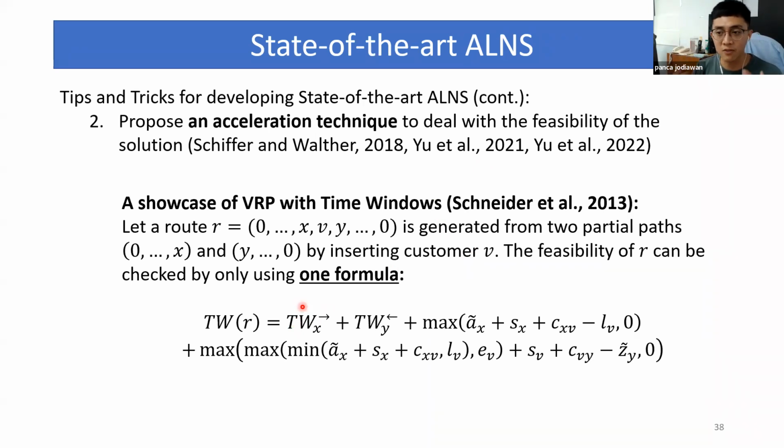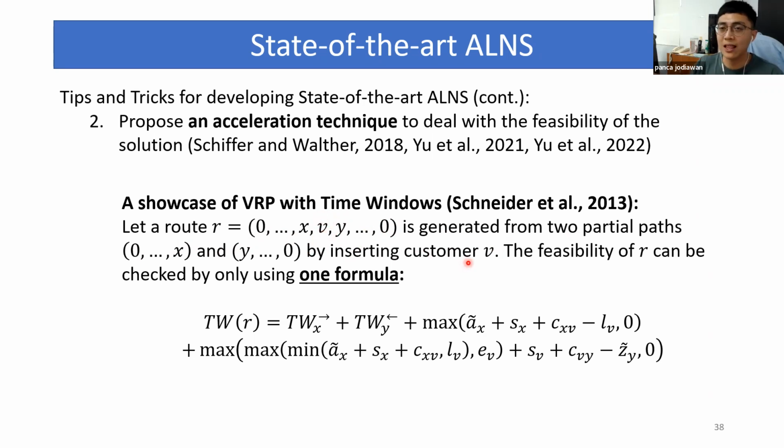One of them, they try to create only one expression or just maybe a few expressions. And here in Snyder et al. in 2013, although it is not implemented in the ALNS, this is like a showcase, I would like to say. Let's say you have the route 0 to X, you visit a subset of customers, and then X is the customer, and then V, Y, another customer, and then in the end you visit the depot. It is generated by 2 paths, from 0 to X and from Y to 0, by inserting the customer V in between, right? In between.